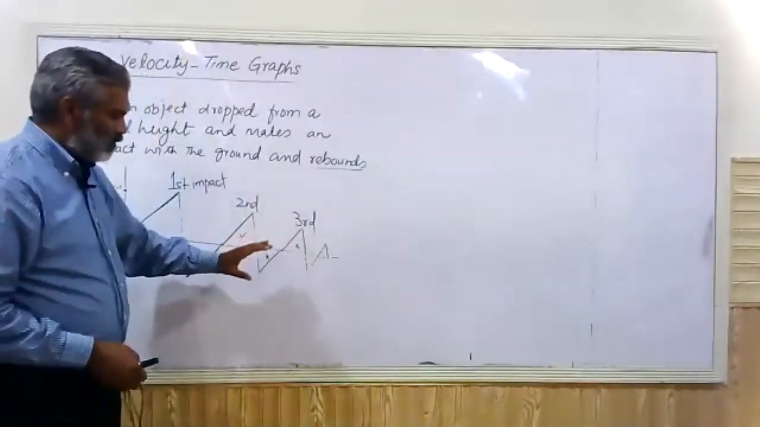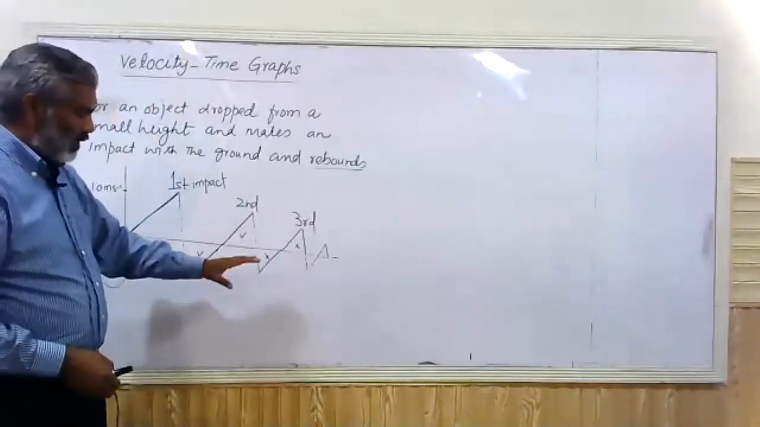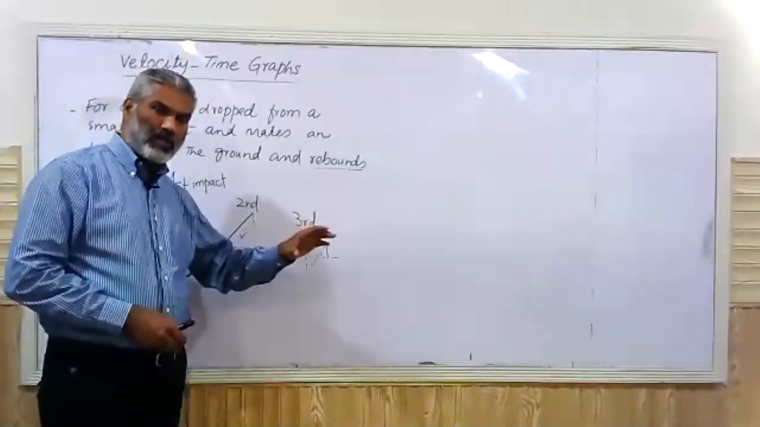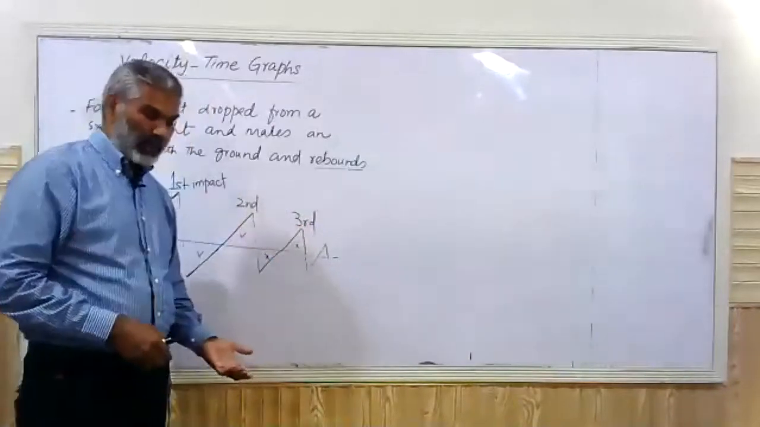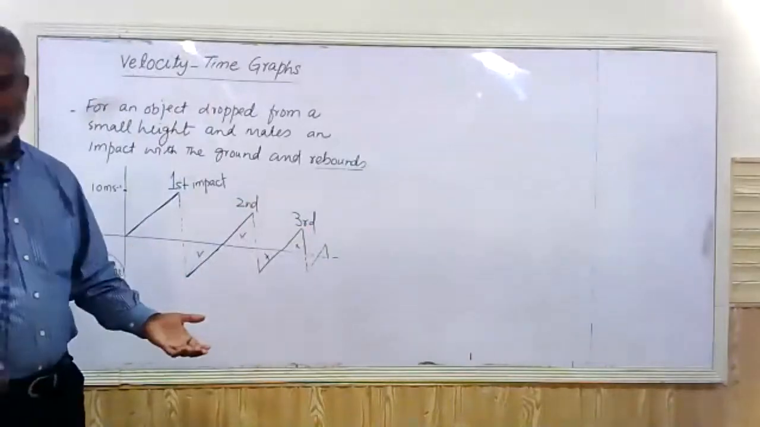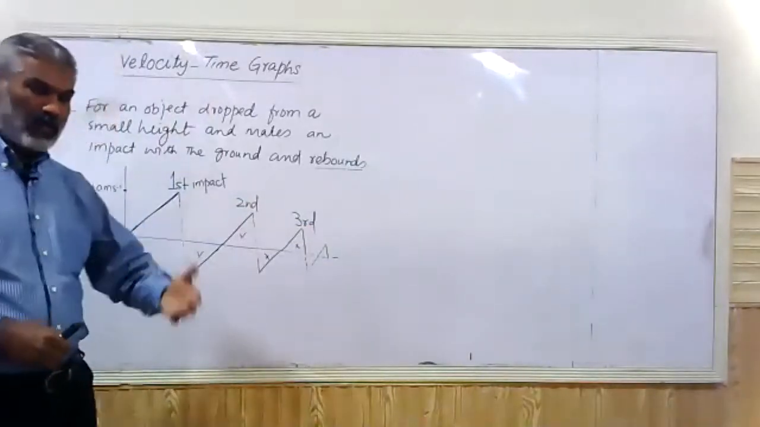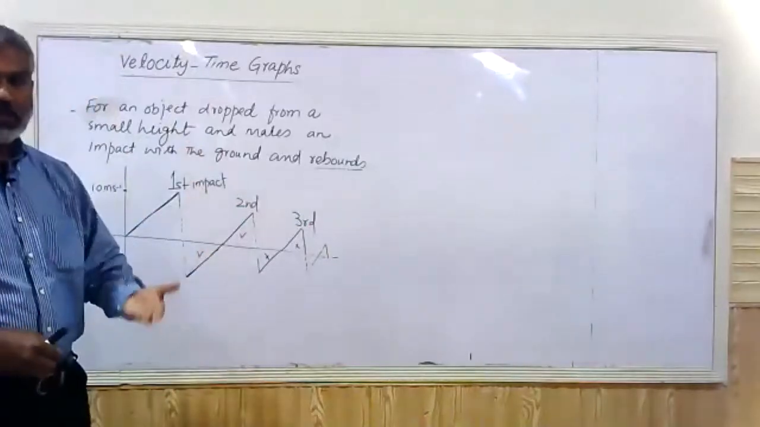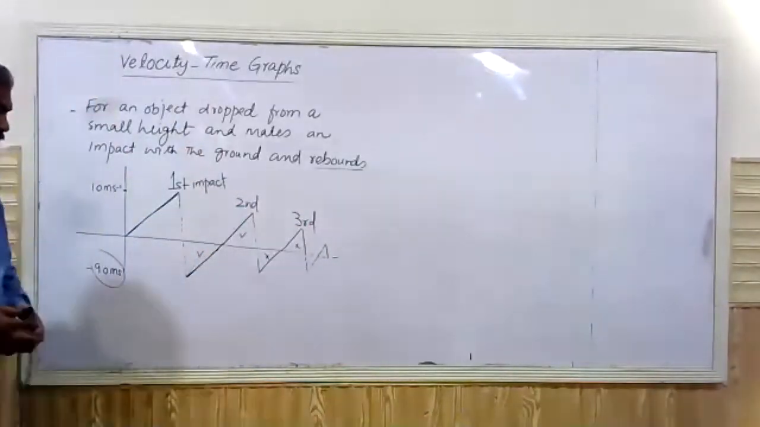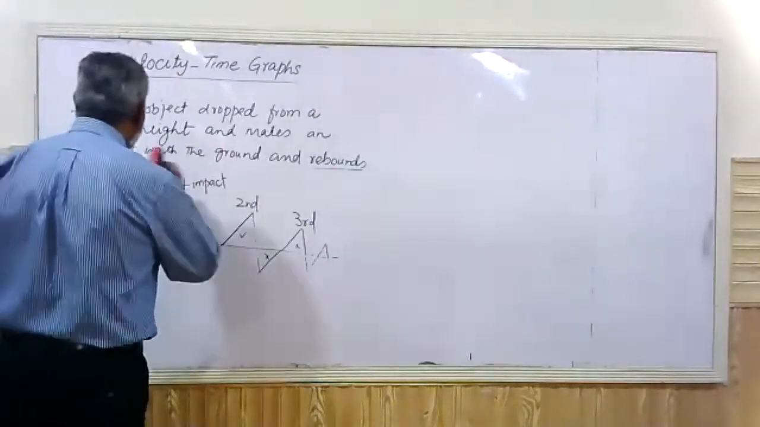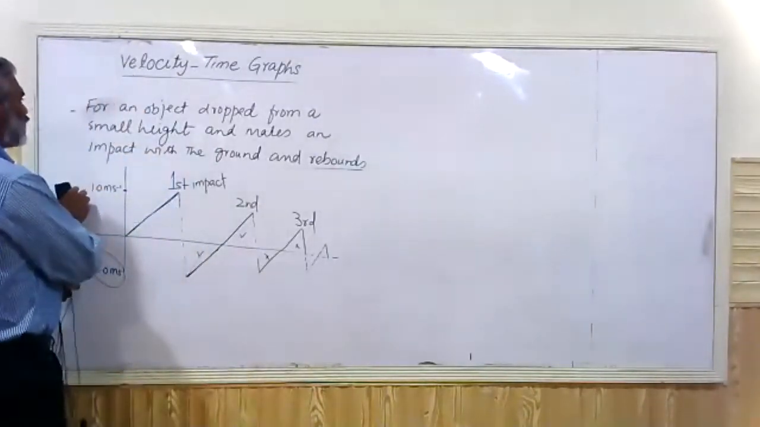So the third point is, the last point, why the sizes of these triangles should go on becoming smaller, because the kinetic energy is lost in each impact. Some energy is lost in each impact. So the object rises to a smaller height because it rises with a smaller speed on impact. So that is understandable. Let's move on to another situation.